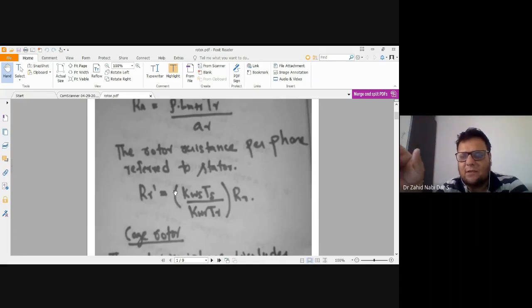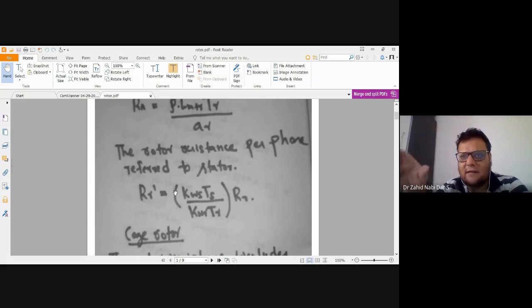So if you are looking at your ES, how do you write ES? 4.44 KWS TS, and f phi. The quantities which are similar are 4.44. f is also the same there. Phi is also the same.